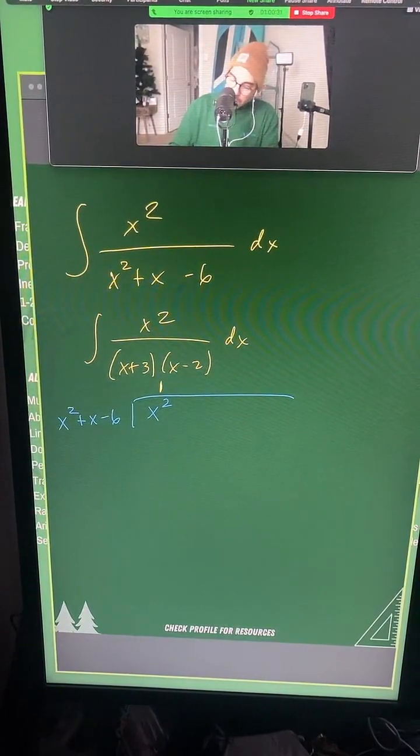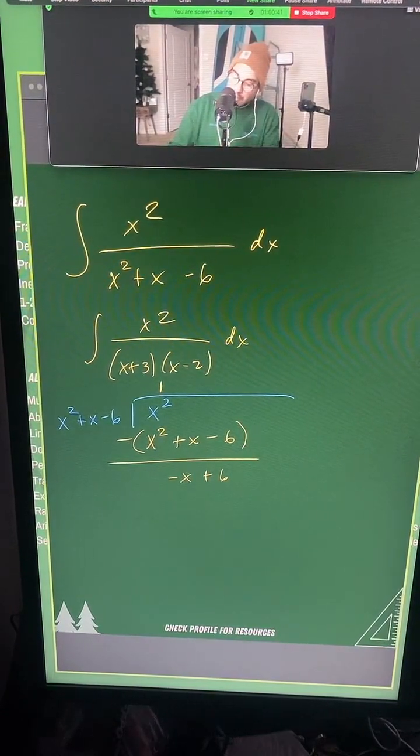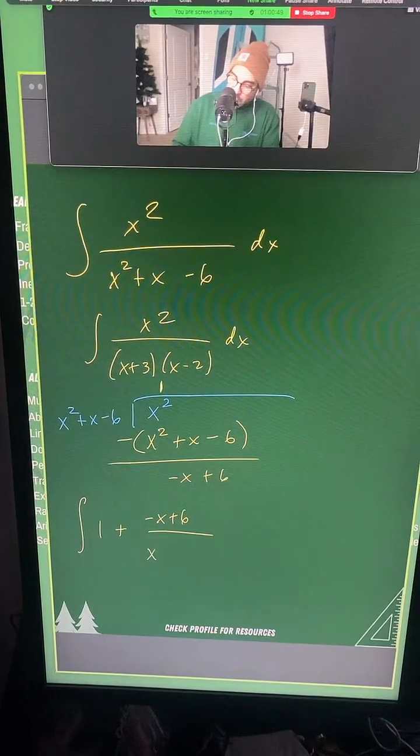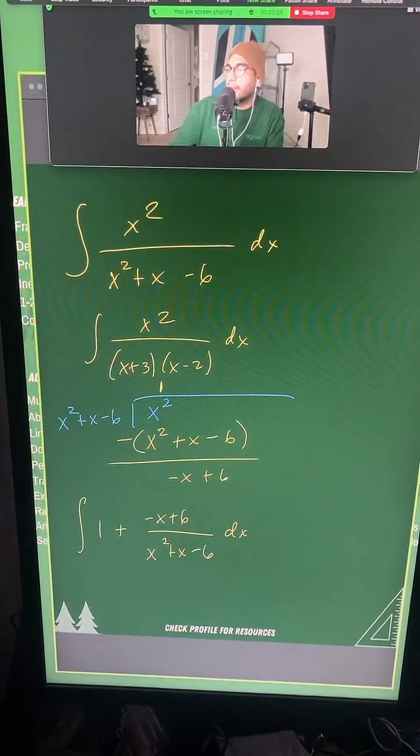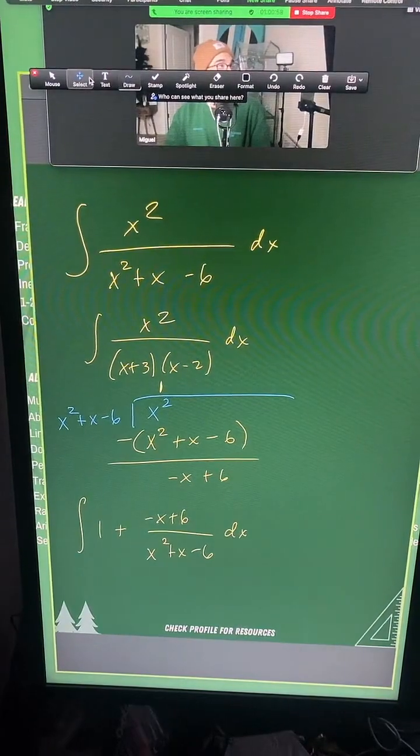So we're just going to multiply by 1. So that's going to be x squared plus x minus 6, and we're going to subtract this. So negative 6 plus 6. So this is actually our new integral. It's 1 plus negative x plus 6, all over x squared plus x minus 6 dx. Okay, and then from there, we're going to go ahead and use partial fractions.